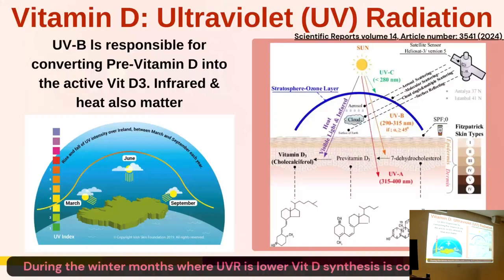Now, if you live at latitudes north of 40 degrees or south of 40 degrees, like we do in the UK, there's only enough UVB light during the summer months, late spring through to early autumn. Okay, so between March and September, there's enough UVB light to allow this conversion to take place. Outwith that time, there's not enough UVB light. So our ability to synthesize vitamin D from sunlight is reduced.